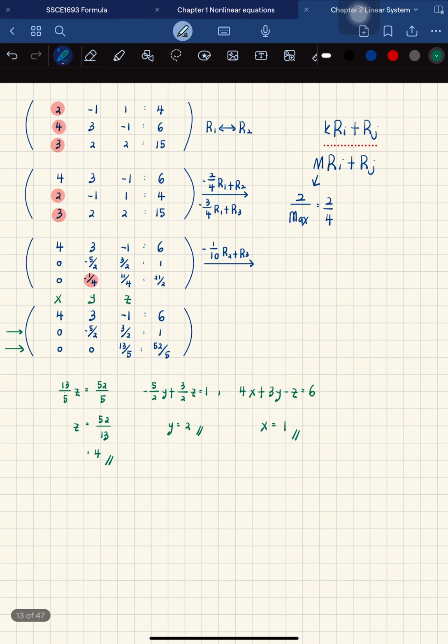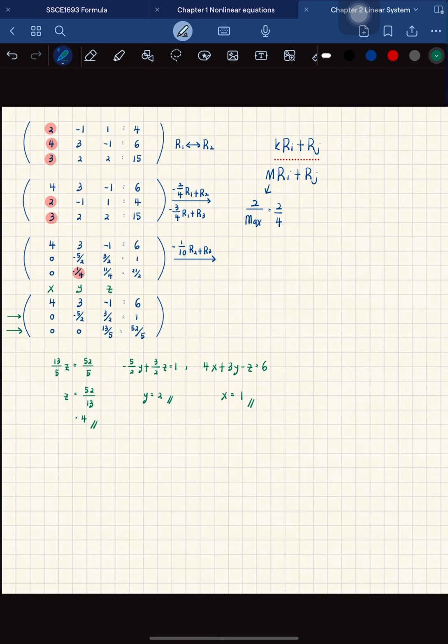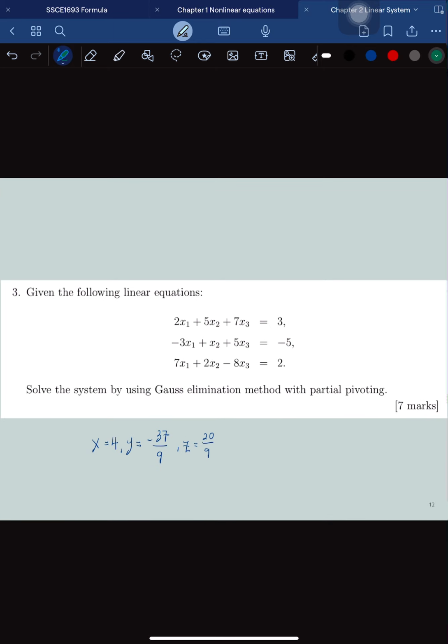Okay. So this is the technique for how we solve the linear system, or find the values of x, y, z, by using the elimination method. I have one example here. Maybe you can try on your own, and this is the answer.